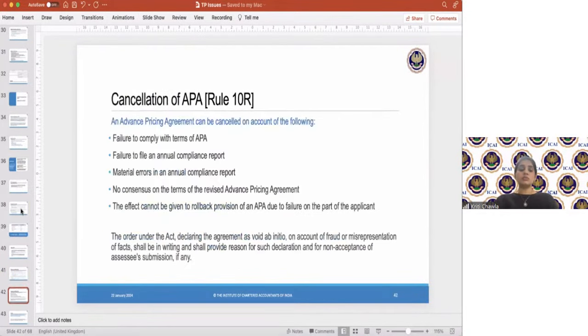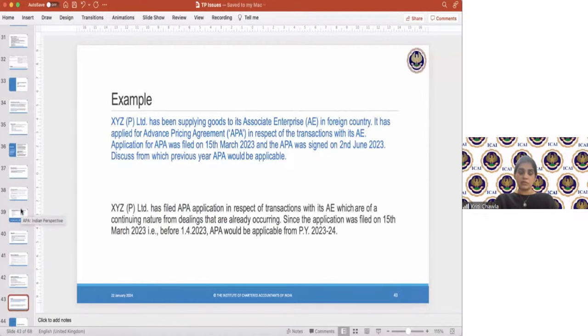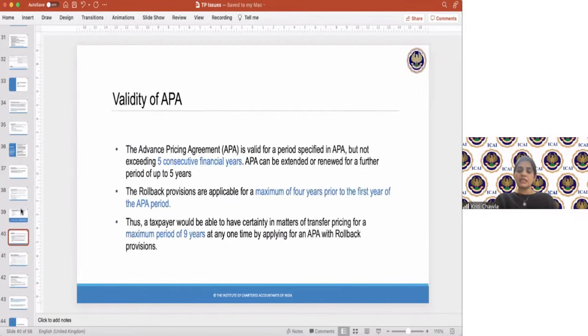Now, an APA is generally there for a period of 5 years. So if you make an application today, you can make an application for 1 year, 2 years, 3 years, 4 years, or a maximum of 5 years.